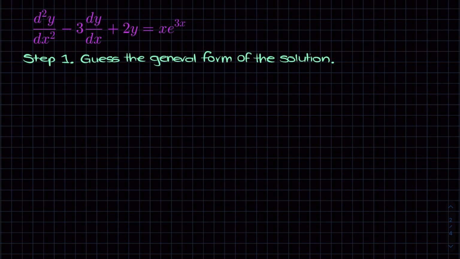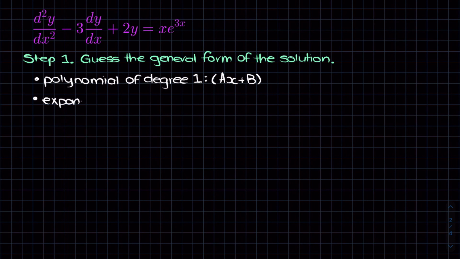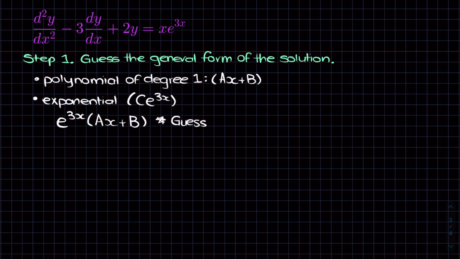So our right-hand side is a combination of a polynomial of degree 1, so the guess needs to include the general form of a polynomial of degree 1, so ax plus b, where a and b are some constants. And it also includes an exponential. So recall for exponentials, our guess will take the same form, but include a constant as well that we'll call c. Multiplying these two guesses, we get c e to the 3x times ax plus b. So we can actually drop the c here because as it stands, each term already includes a constant thanks to a and b. So our guess is e to the 3x times ax plus b.